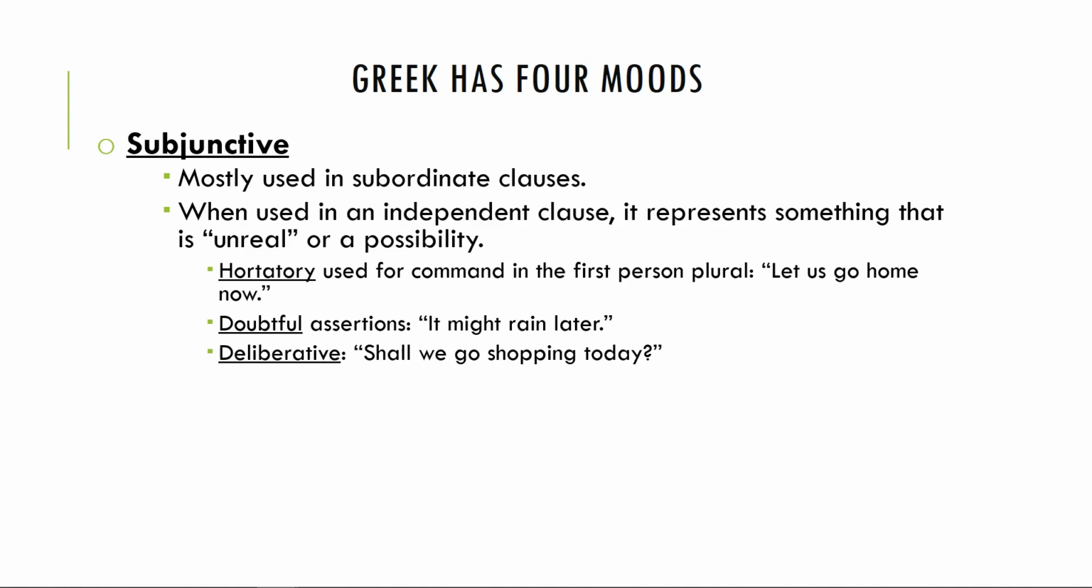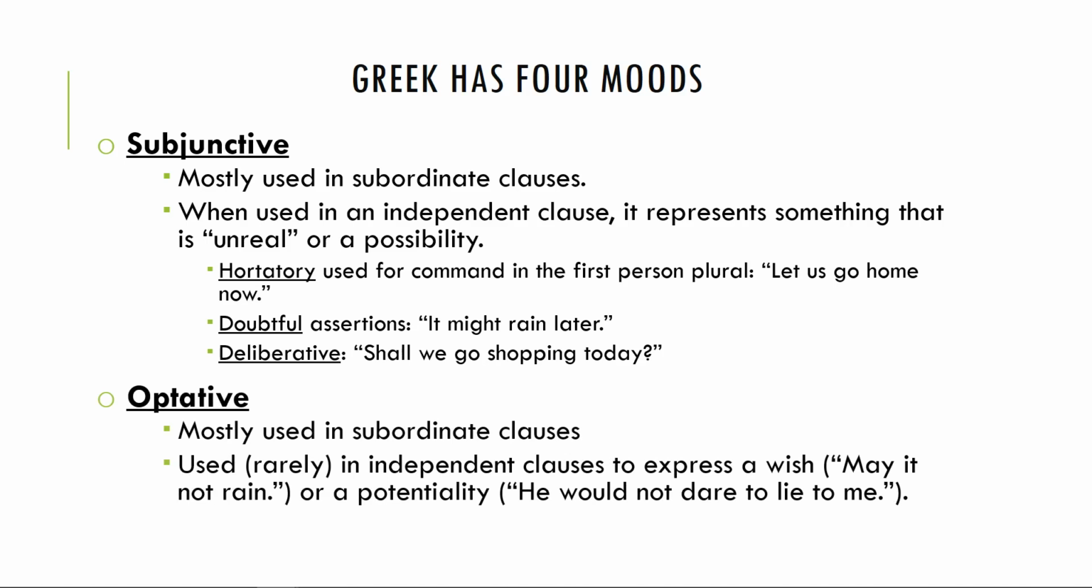It might rain later. And then likewise, we have something called the optative, which is mostly used in subordinate clauses, so it's not a problem. Rarely in independent clauses to express a wish, may it not rain, or a potentiality. He wouldn't dare lie to me. These are not things you need to worry about right now. We'll have the indicative ingrained in your head before we get into these moods.